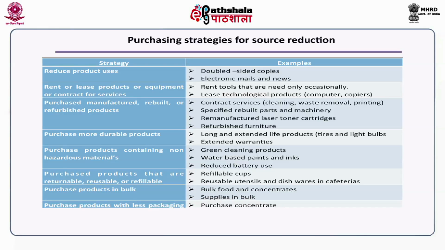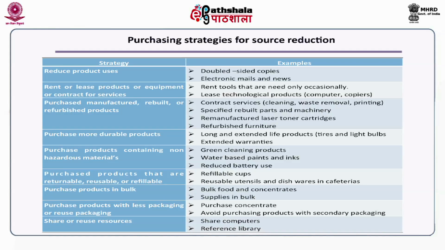Now, if you see, to reduce the product use, you can use both sides of a paper, and you can use emails and other modes to avoid paper consumption. Renting or leasing products or equipment, or contracting for services. You can rent tools, you can lease technological products like computers, scanners, copiers, etc. The next one is purchasing manufactured, rebuilt or refurbished products. You can use contract services for cleaning, waste removal, printing, etc.